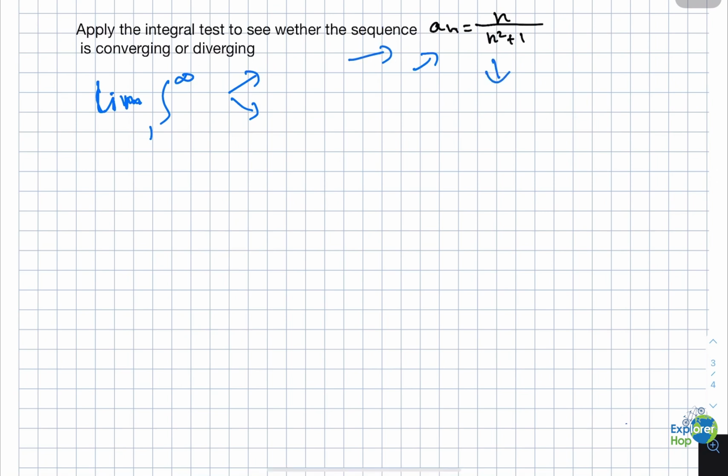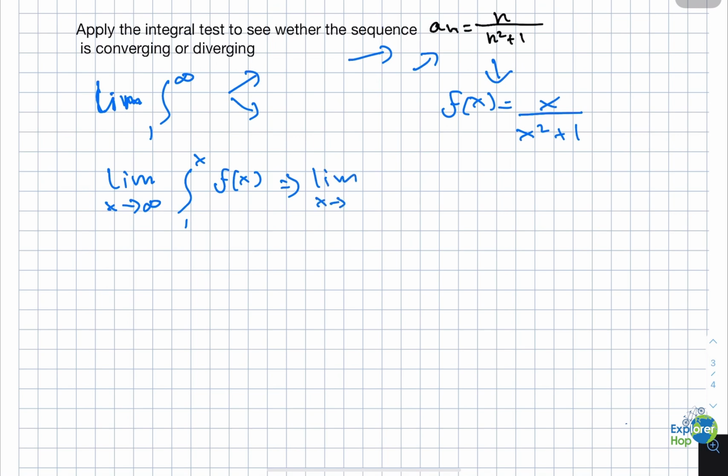So we can write this sequence as the function f of x equals x over x squared plus 1. Then we can take the limit as x goes to infinity of the integral from 1 to x of f of x, which equals the limit as x goes to infinity of the integral from 1 to x of x over x squared plus 1. Now that we have this, we can start solving the integral.